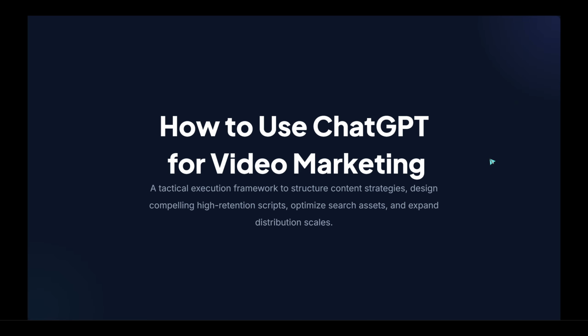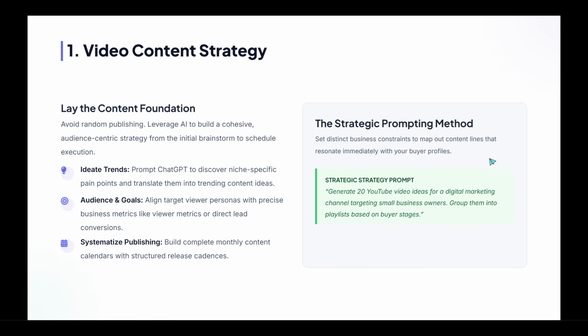Open ChatGPT and use it as your brainstorming partner. Ask for a list of topics tailored to your niche and audience, and be specific about who you're trying to reach and what business goals you have, like awareness, leads, or sales. You can say, generate 20 YouTube video ideas for a digital marketing channel targeting small business owners.